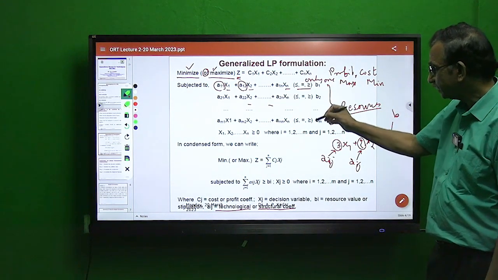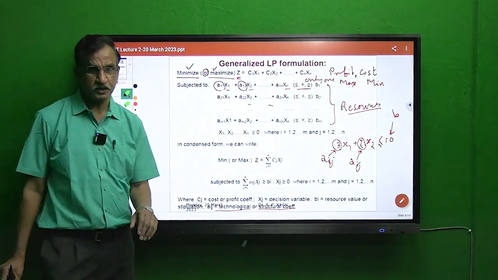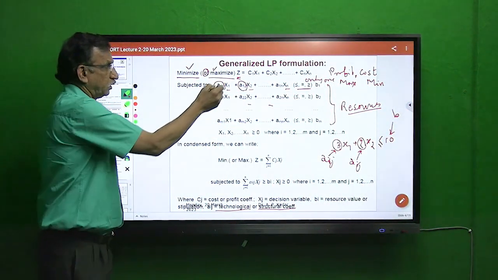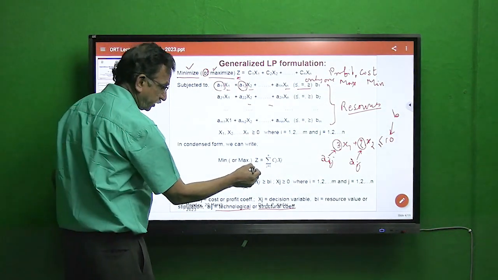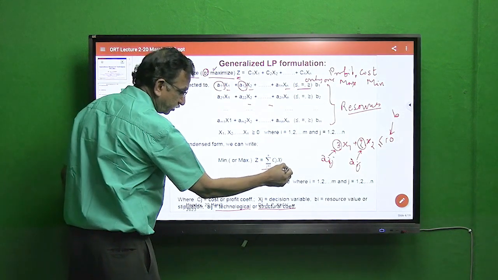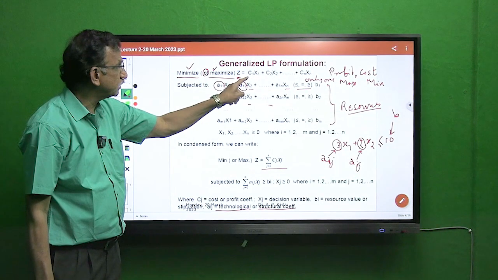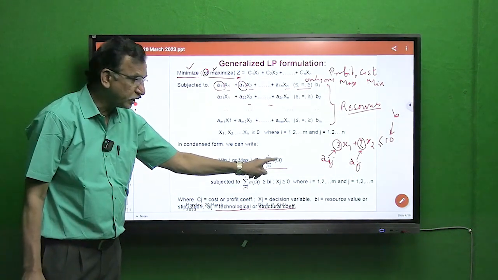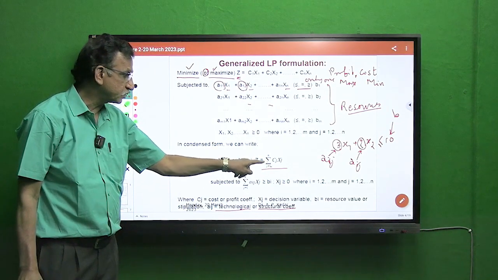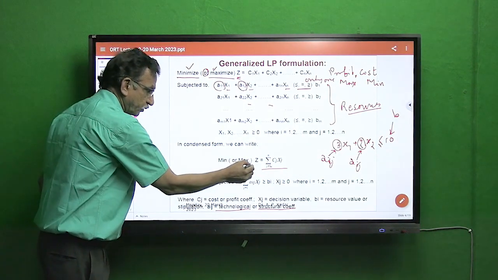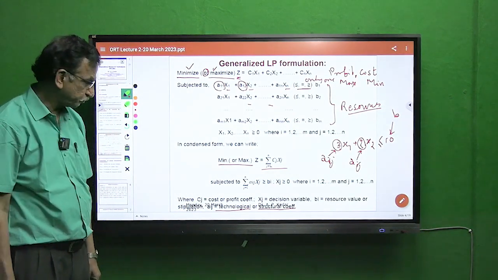Now this is a lengthier form. Suppose we want to write this particular equation in condensed form, then this plus means it is summation. So we have written it as summation of j ranging from 1 to n, of cj and xj. So cj, xj is the multiplication of these two parameters, and addition of that is summation. This is given in the form of target or objective function, that is minimize or maximize.